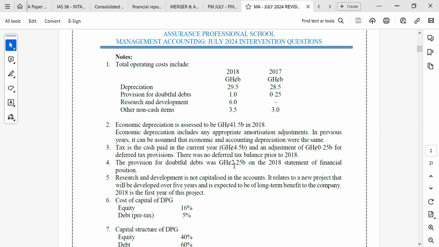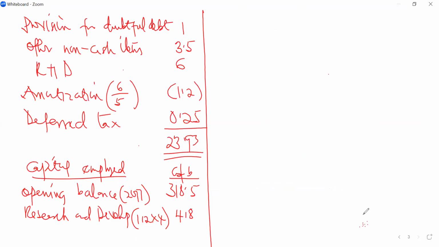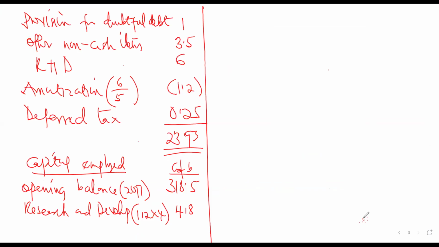1.25. Okay. What will be the impact of provision on last year's closing capital? What is the effect of provision for doubtful debt on our capital? It is deducted. Okay, it will reduce, isn't it? Yes. That particular provision for doubtful debt, which is 1.25, has been taken away from this figure.